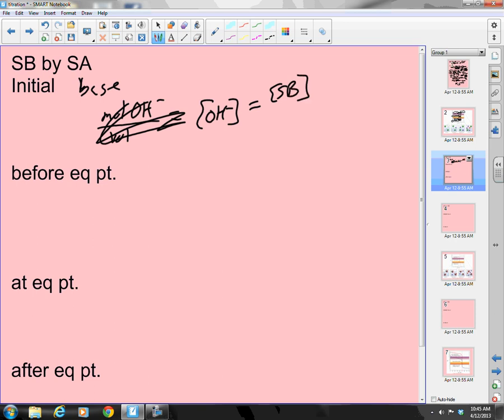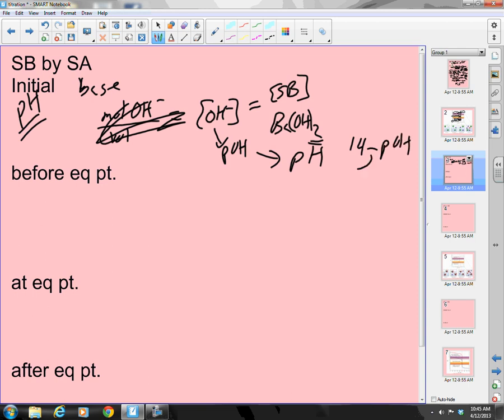We do have to watch out in case I have something like Ba(OH)2, right? If I have barium hydroxide, then my OH is going to be 2 times my strong base concentration. But watch that. And then from this, I can get my pOH. And remember, we're not asking for pOH here. We're usually asking for pH, so convert from pOH to pH, right? 14 minus pOH will give me my pH.